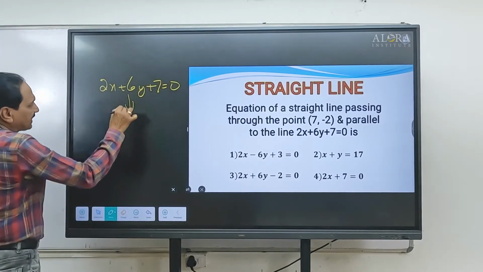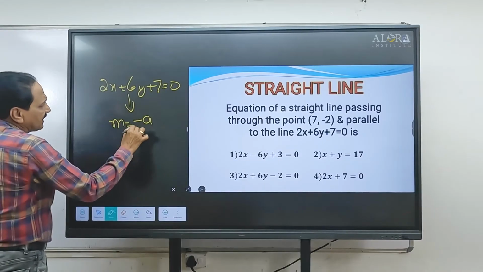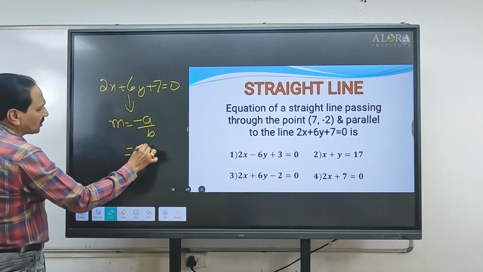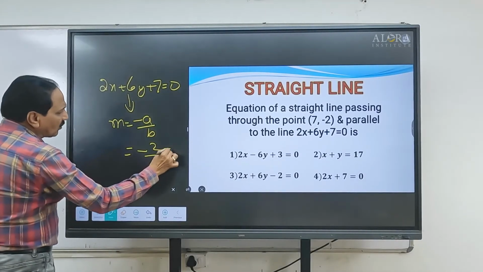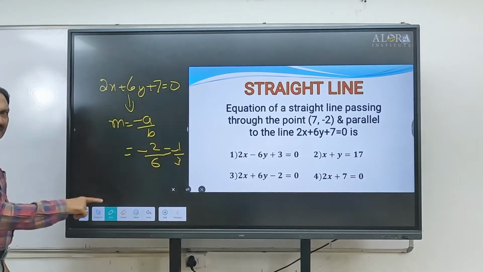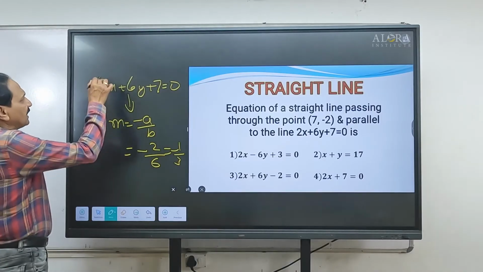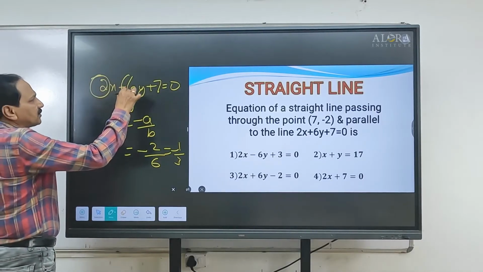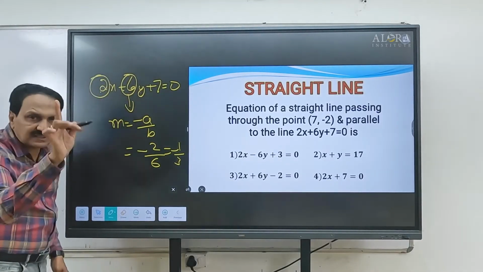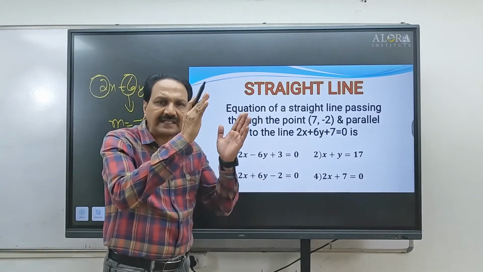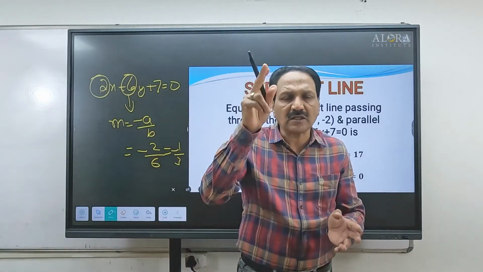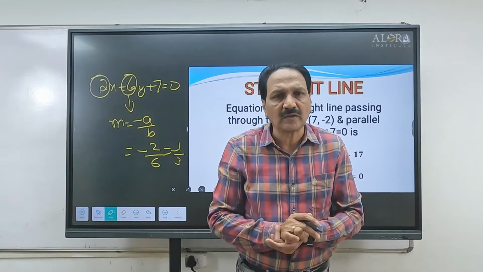What is the slope of this? M equal to minus a upon b, that's equal to minus 2 divided by 6, that's equal to minus 1 upon 3. The same should be your m dash. That means the coefficient of x and the coefficient of y, these two must be same. If two lines are parallel, the coefficients of the first two terms must be same.